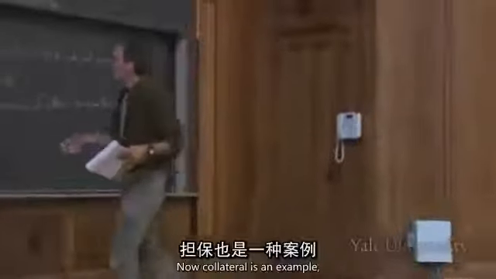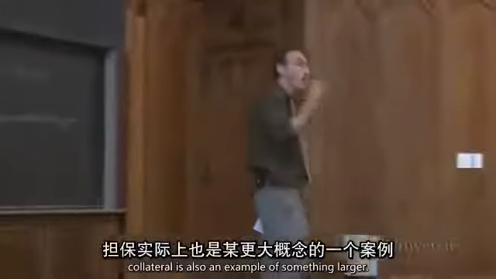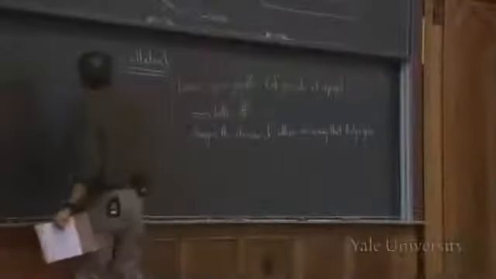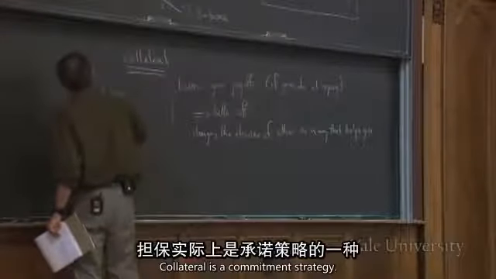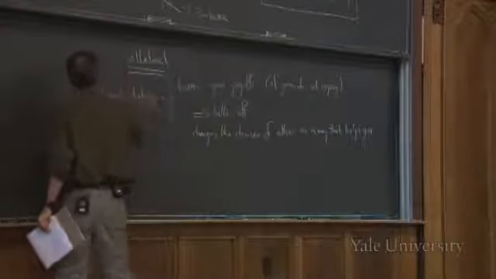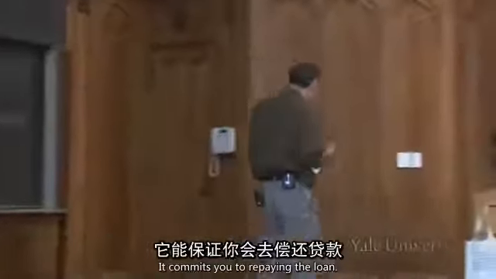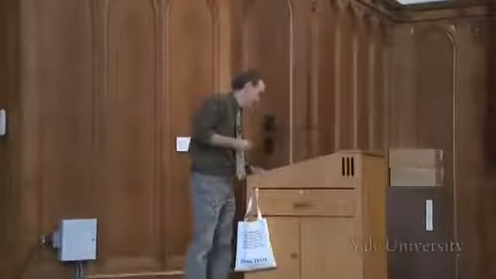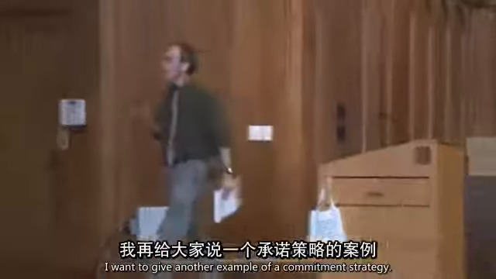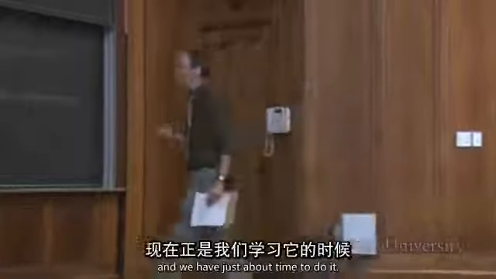All right. Now, collateral is an example. We talked about incentive design. Collateral is also an example of something larger. The larger thing is the idea of commitment. Collateral is a commitment strategy. It commits you to repaying the loan. All right. I want to give another example of a commitment strategy. I think this idea of commitment is an important one, and we have just about time to do it.